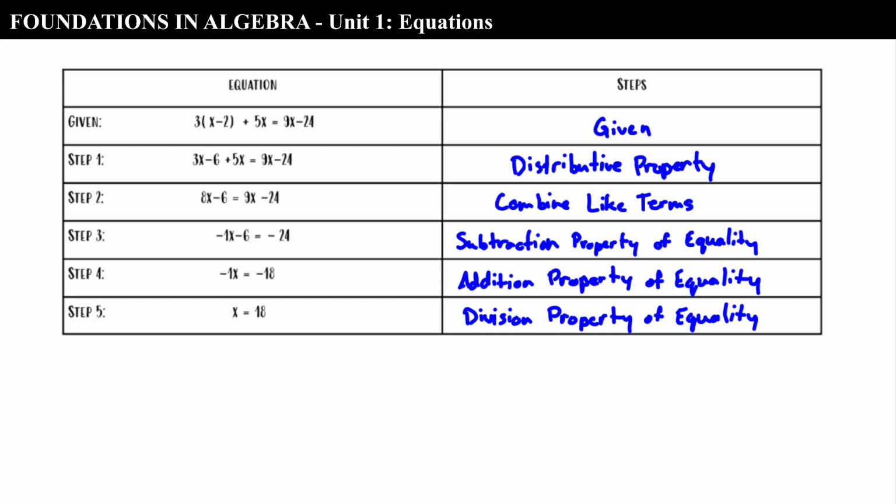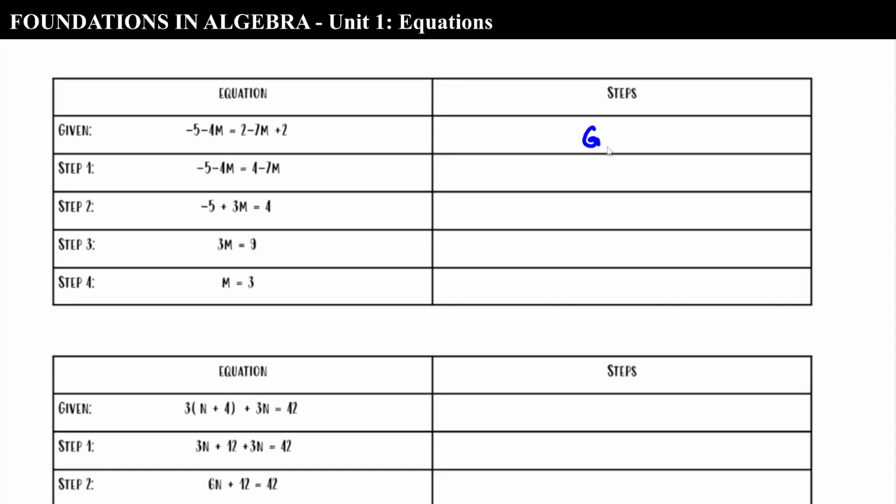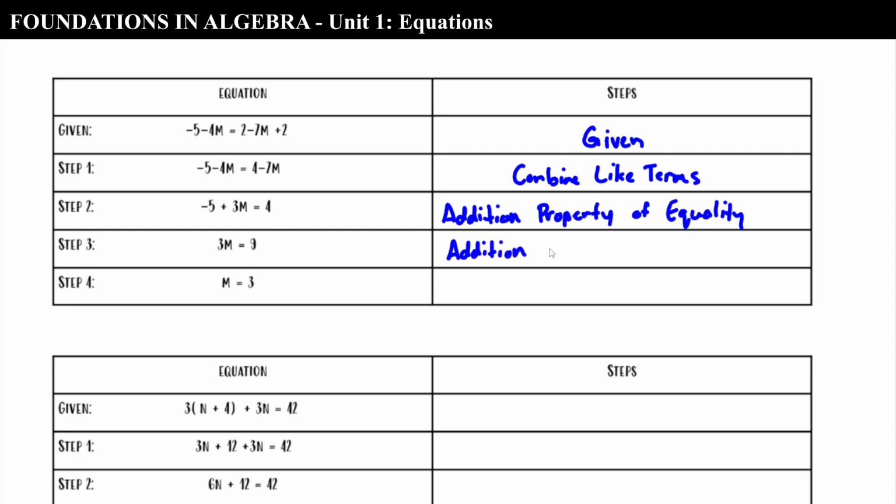All right, let's look at a couple more of these. So in this one, we're starting with our given again. Now, nothing to distribute in this one, but we did combine like terms. We combined our 2 and our 2, so we combine like terms. Then we moved our variable to one side by adding 7m to each side. So since we added, we did the addition property of equality. Then we added 5 to each side. So again, we did the addition property of equality. And then finally, we divided each side by 3. And so we did the division property of equality.